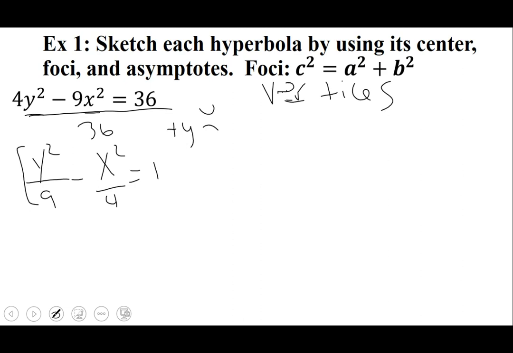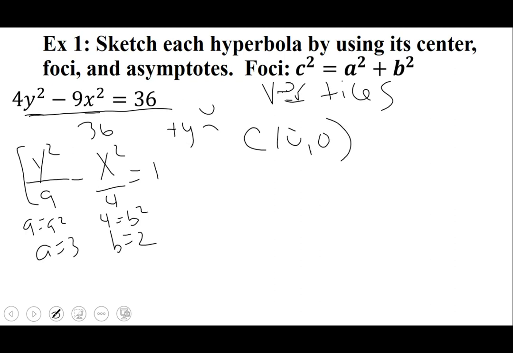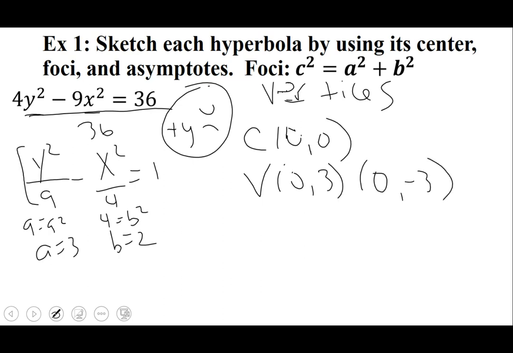So given the fact that the positive is with the y, that means that 9 is a squared, which means that a is 3. That means that 4 is b squared, which means that b is equal to 2. So then the center, because there is no h and there is no k, is 0, 0. Then the vertices. Because the graph has to open up and down, you have to go a units up and down from the center. So that's how you know the vertices are going to be at 0, 3 and 0, negative 3.